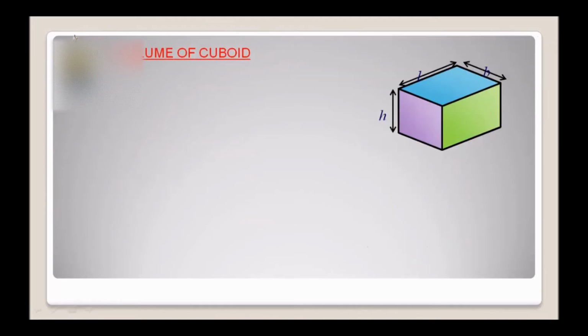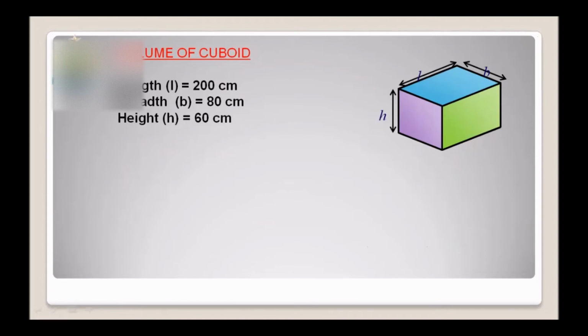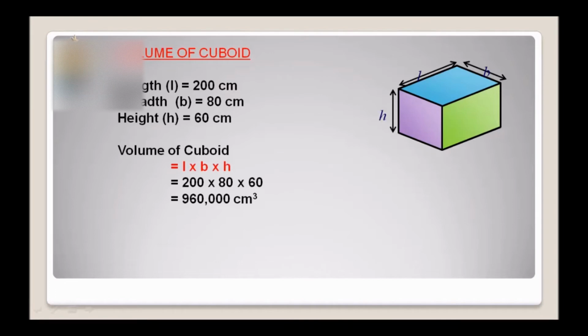Now first we will find volume of cuboid. So we have found that length is 200 centimeters, breadth is 80 centimeters and height is 60 centimeters. The volume of cuboid is equal to length multiply breadth multiply height. We will put values. For length we have 200, for breadth we have 80 and for height we have 60. So the total volume of the cuboid is 960,000 centimeter cube.